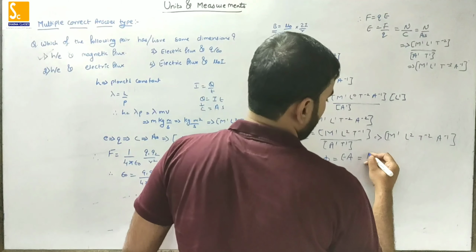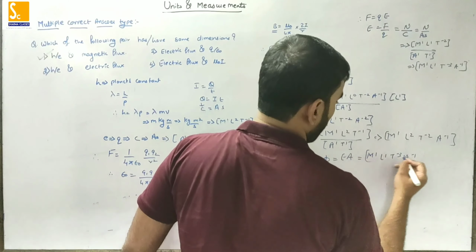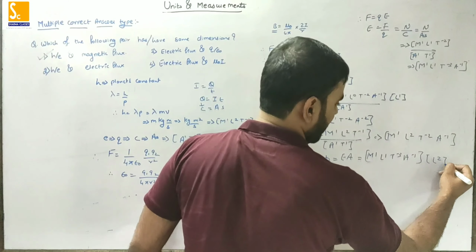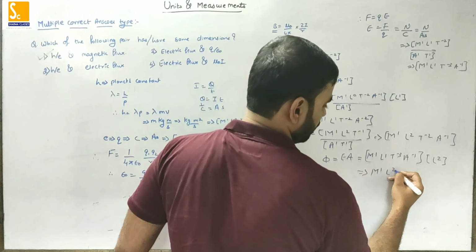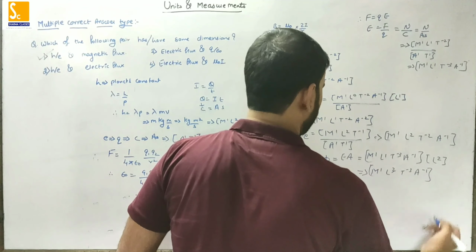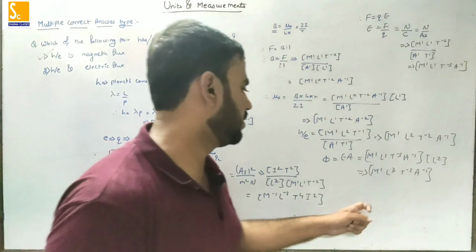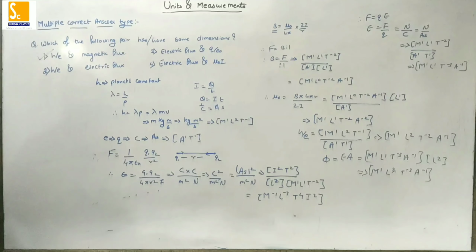The E value is M raised to 1 L raised to 1 T raised to minus 3 A raised to minus 1. And the dimensional formula for area is L raised to 2. So it comes out to be M raised to 1 L raised to 3 T raised to minus 3 and A raised to minus 1. If you see, this dimensional formula doesn't match with this part. So therefore option second is the wrong one.